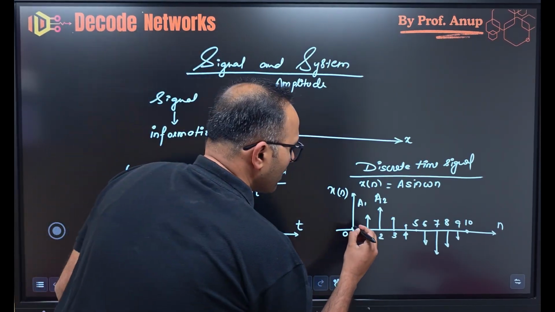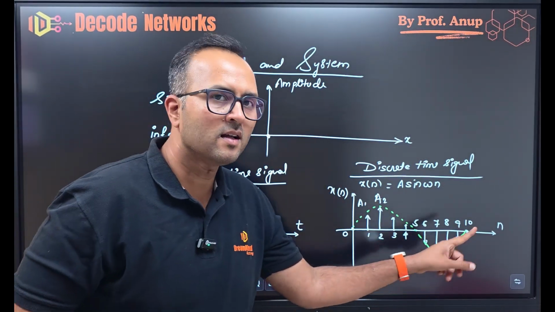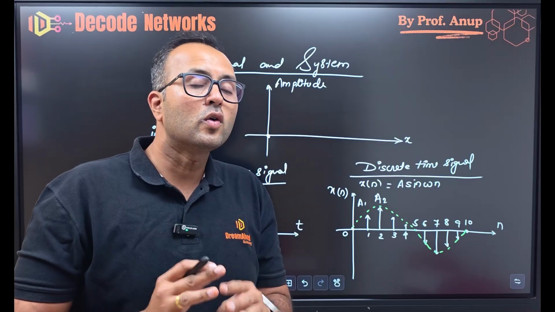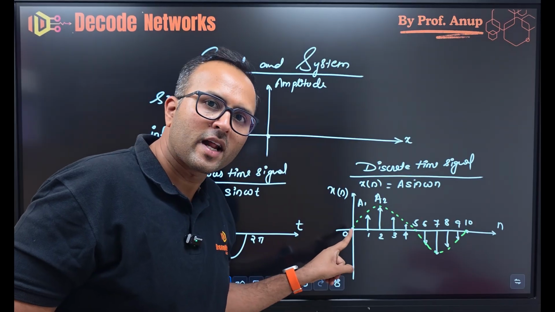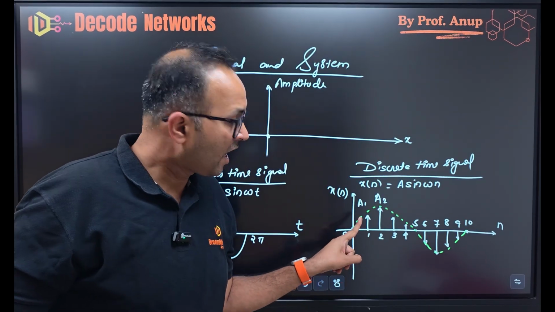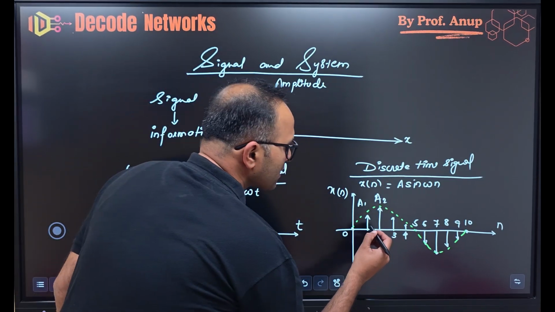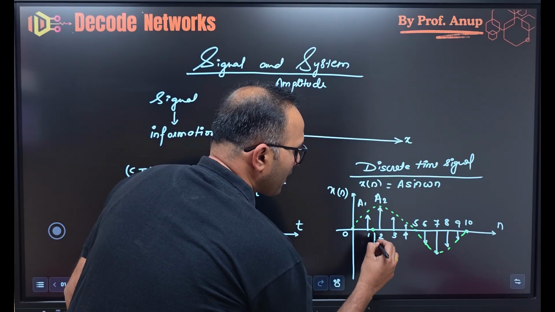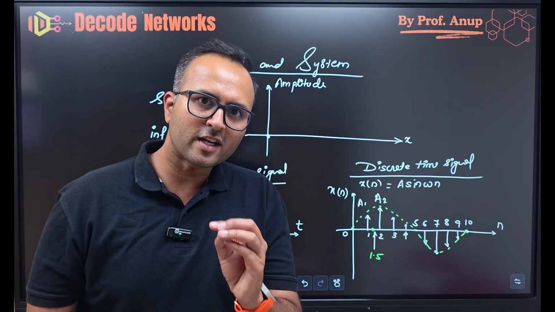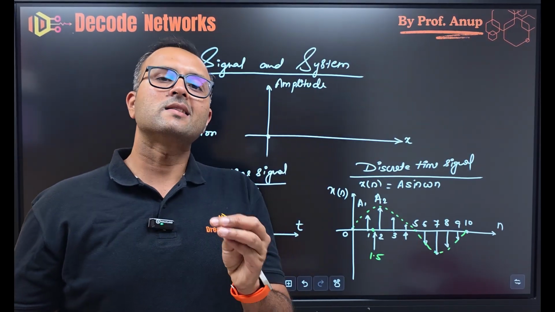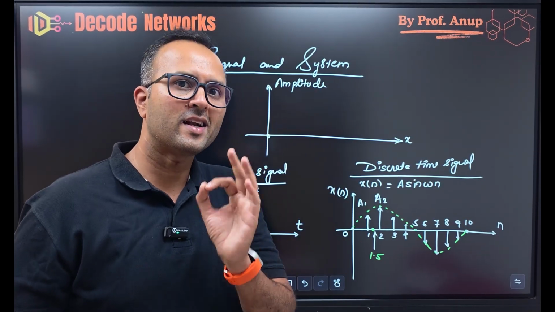If you see the shape, the shape of the signal is similar to sinusoidal, but you don't have information at every time. That means after 0 you have the amplitude at 1, after 1 at 2, after 2 at 3. Suppose a student asks me, sir, what is the amplitude at 1.5? Can I tell you the amplitude? No. Because in a discrete signal you get values only at integer time. Is it clear?